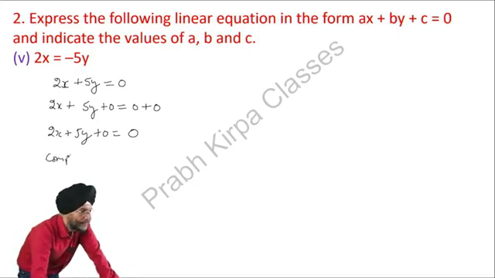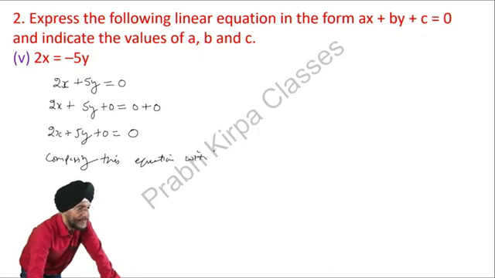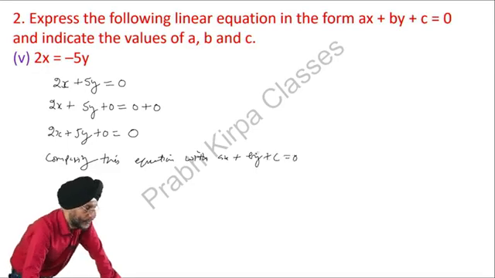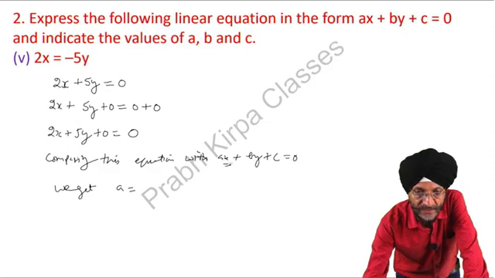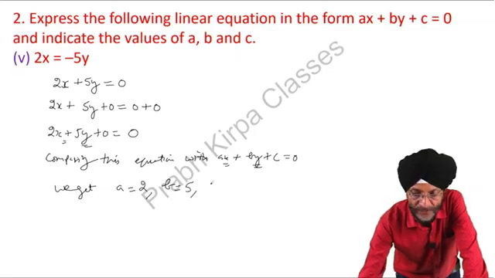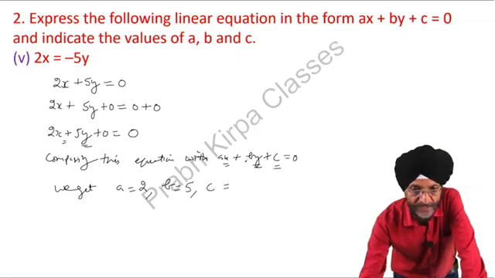So, here comparing this equation with ax plus by plus c is equal to 0, we get a is equal to, x is here. What is a? A is 2. y is here. What is b? It is 5. So, now what is c? Here it is c, here the value is 0. So, it is the answer.